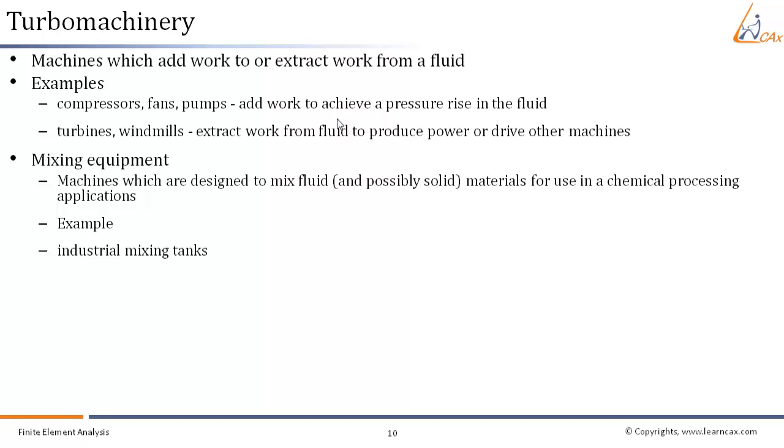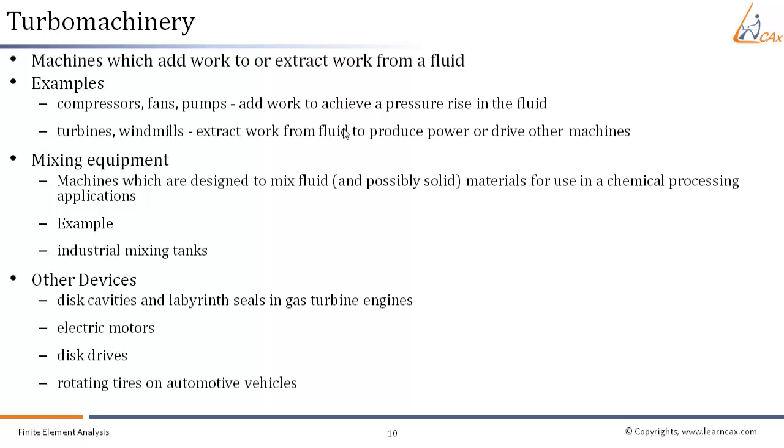There are also mixing equipments. Machines which are designed to mix fluid and possibly solids as well for use in chemical processing applications come under this category. Industrial mixing tanks are an example. Other devices also come under turbo machinery, examples being disc cavities, labyrinth seals in gas turbines, engines, electric motors, disc drives, rotating tires on automotive wheels. All these have some sort of moving or rotating components which are used in order to add or extract work from a fluid.